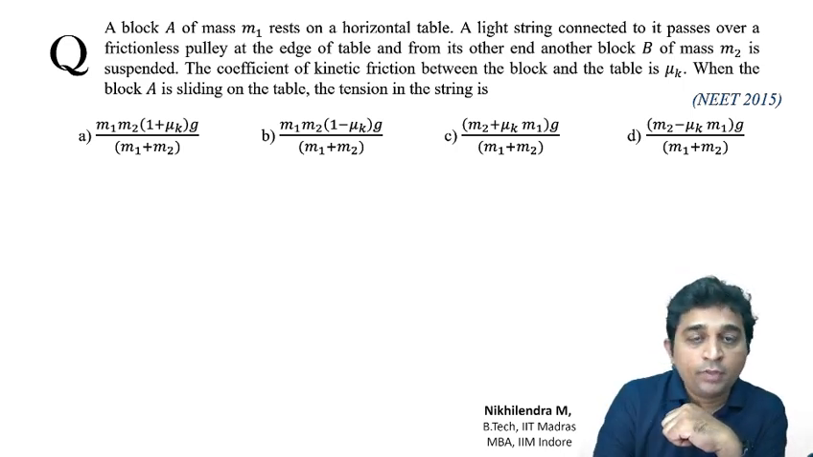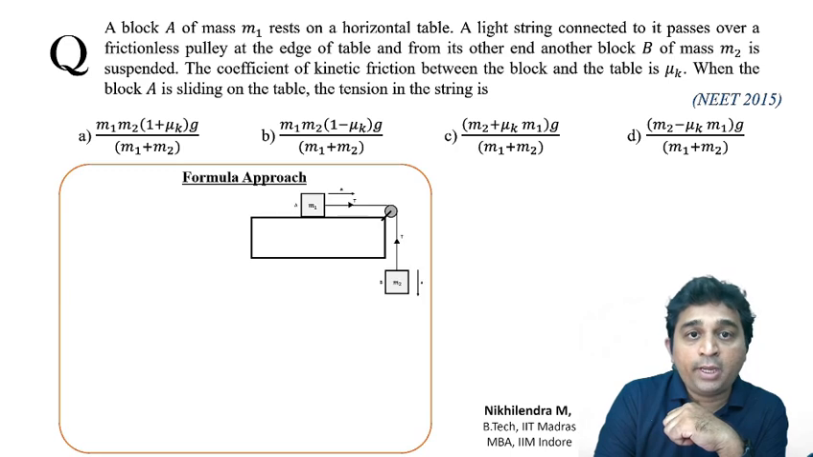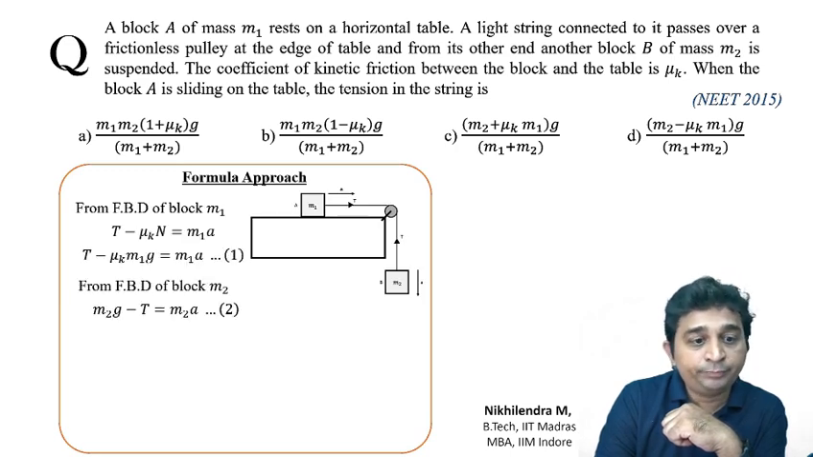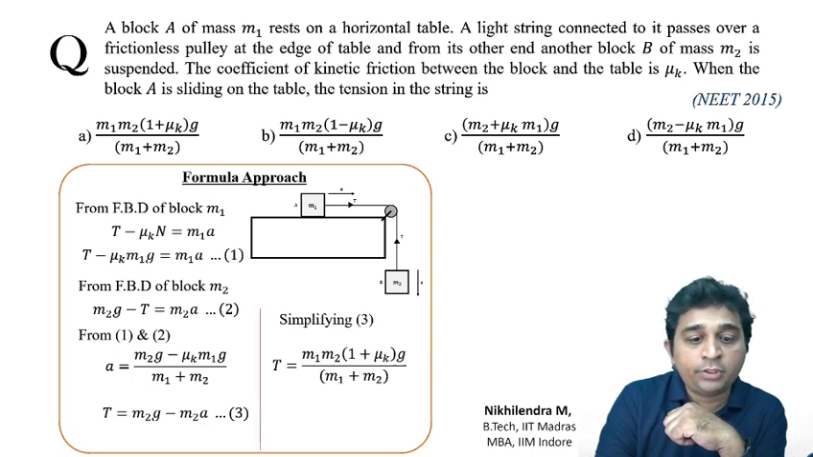The options are given. In a regular formula-based approach, you draw the free body diagram for M1 and M2, and from each you get an equation. There are two variables, tension and acceleration, and there are two equations. You first find the acceleration, and then you find the tension, the second variable, which comes to option A. So this is your traditional formula-based approach.